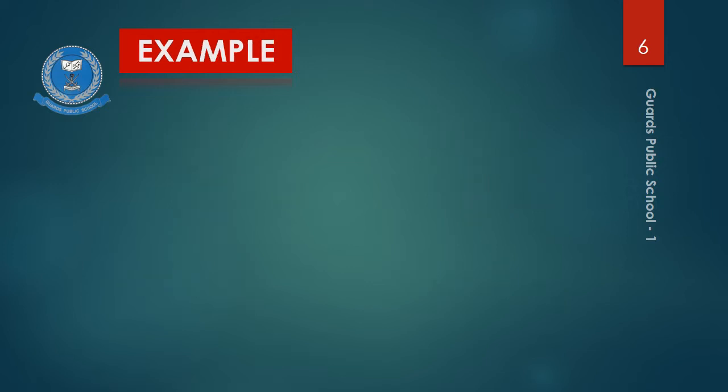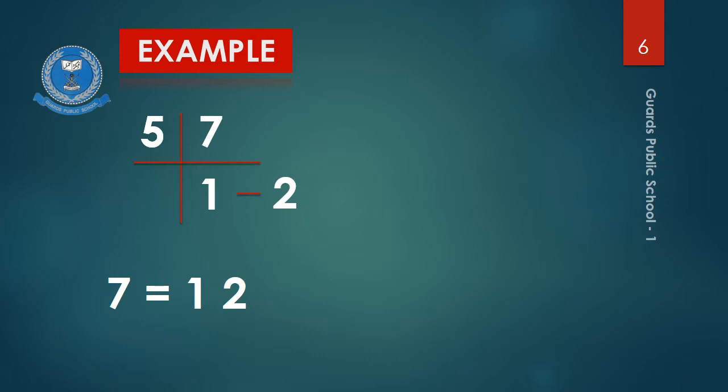One more decimal number, which is 7. In order to convert this 7 into base 5, divide this by 5. Now 5 ones are 5 and remainder is 2. And finally 7 is equal to 1, 2 with base 5.